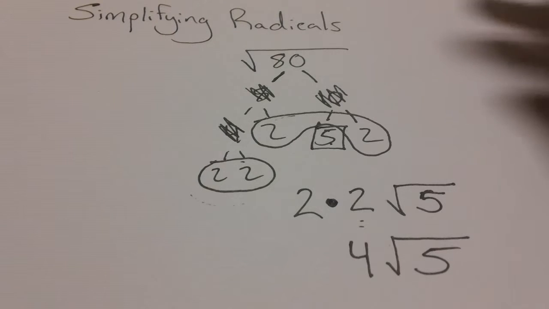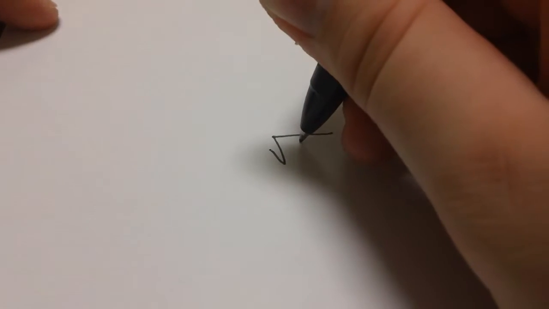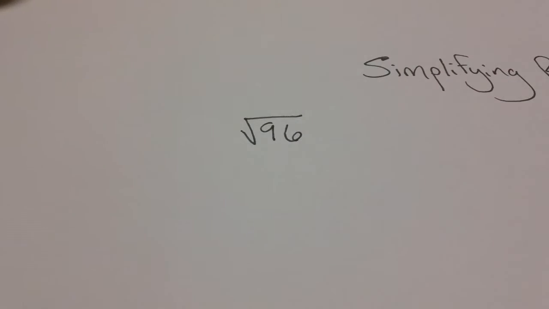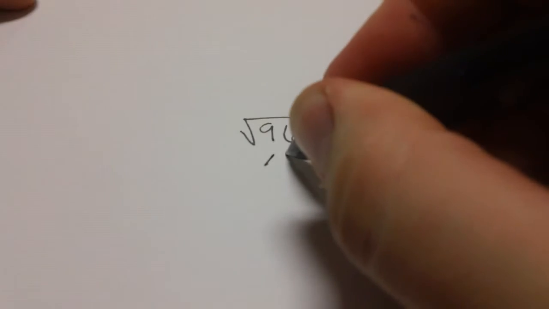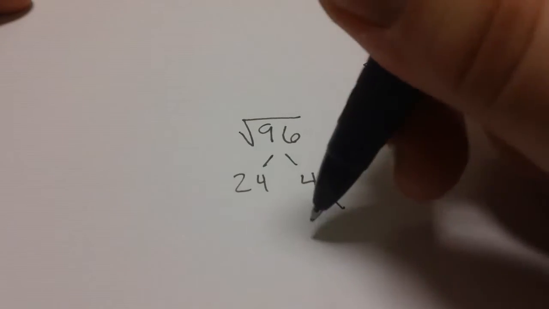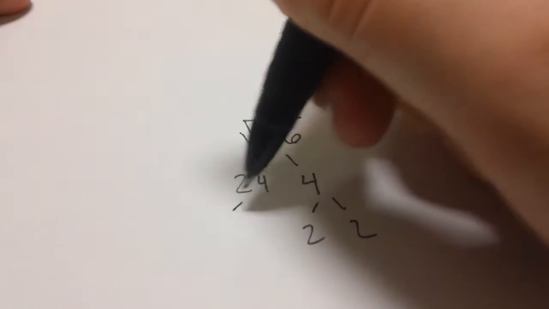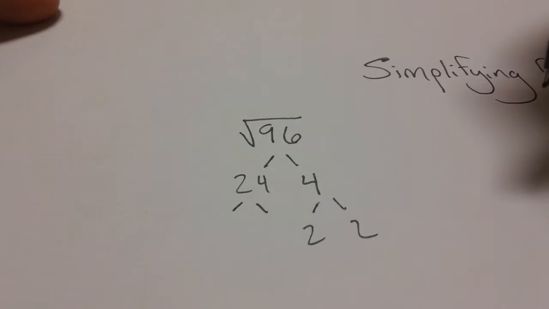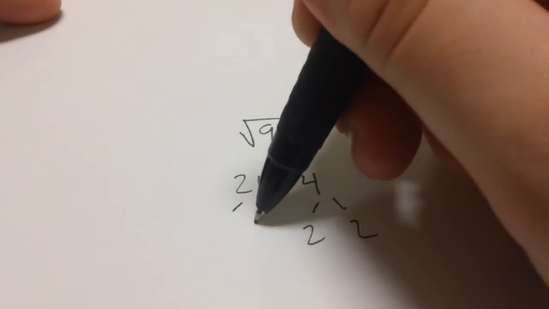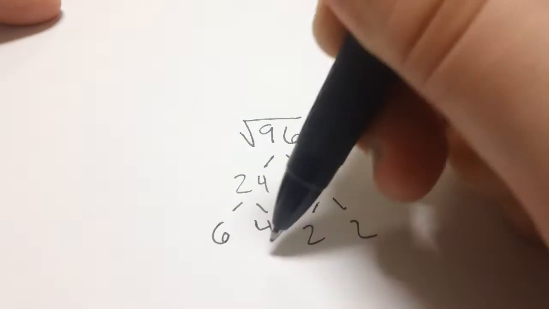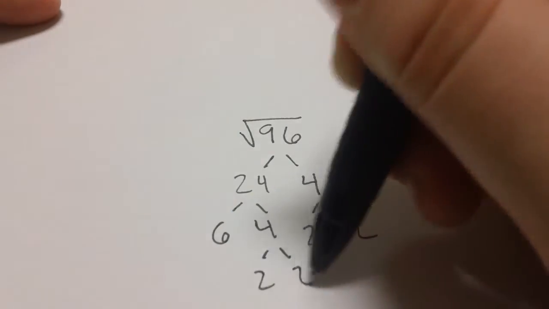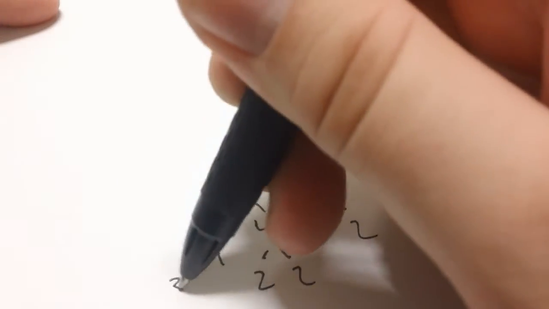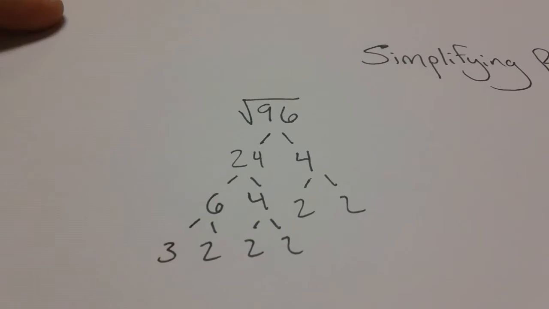So let's do another example of this. Let's say the square root of 96. Now, whenever I look at the square root of 96, I'll break it up into 4 and 24. Now 4 will break up into 2 and 2, and 24, what should I break it up into? Let's do 4 and 6. 2 and 2 for that 4, and then 3 and 2 for that 6.